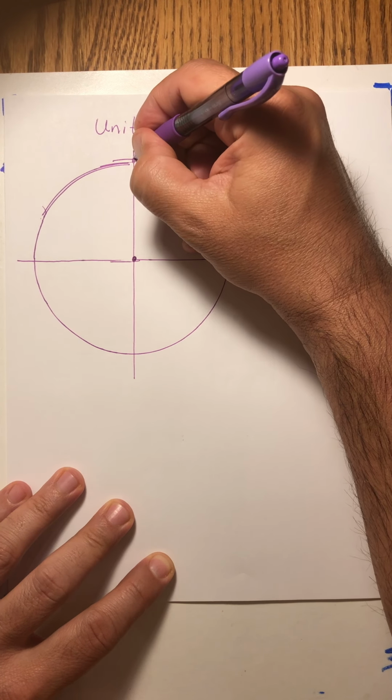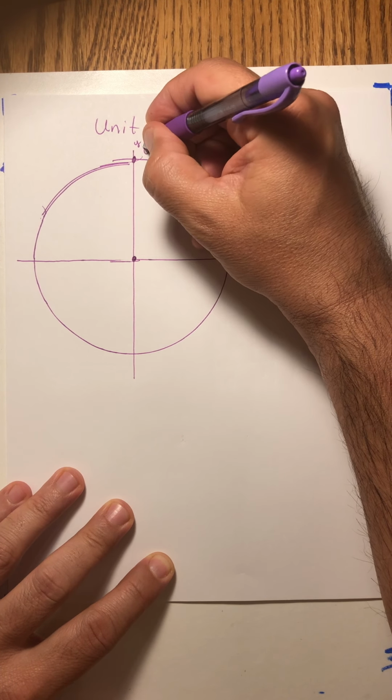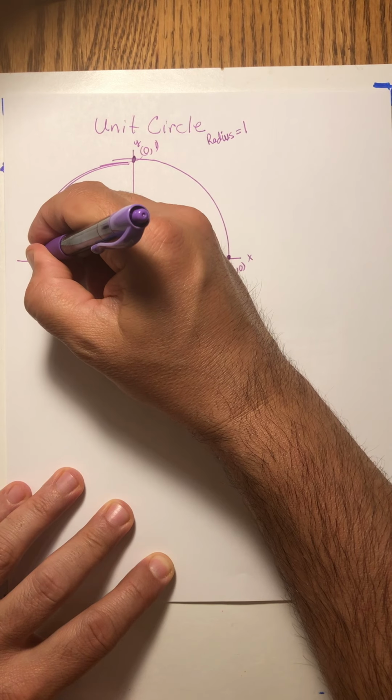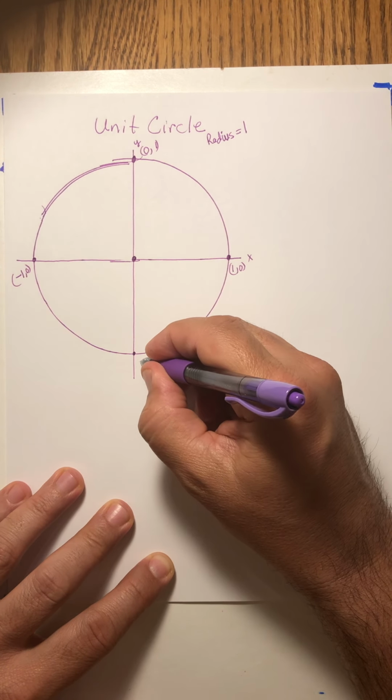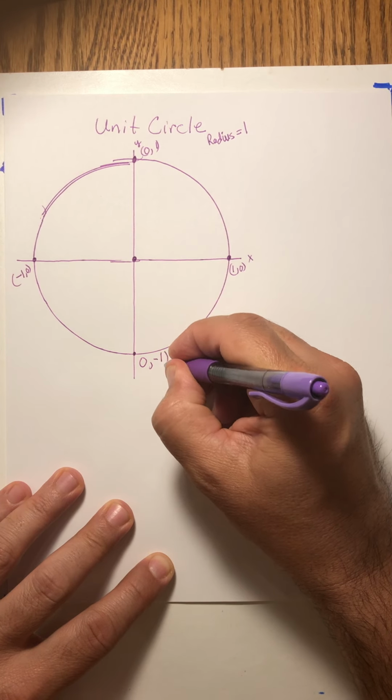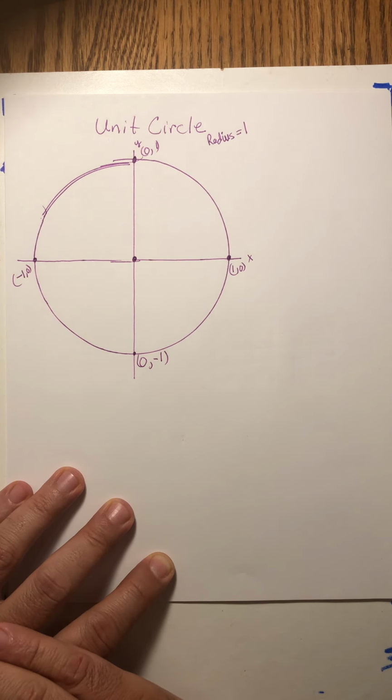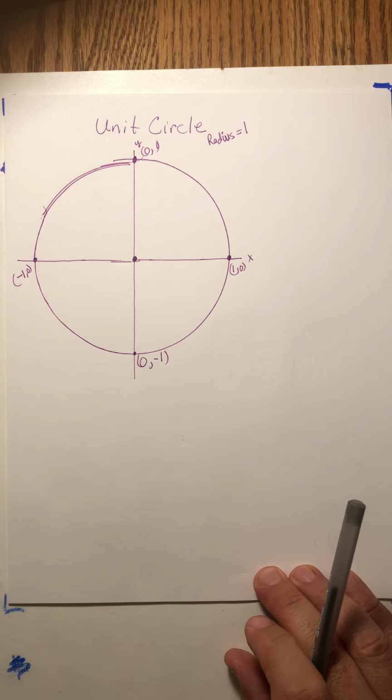This is 0, 1, so on and so forth. Negative 1, 0, and 0, negative 1. Okay? Now, what we can do is draw a right triangle centered at the origin.